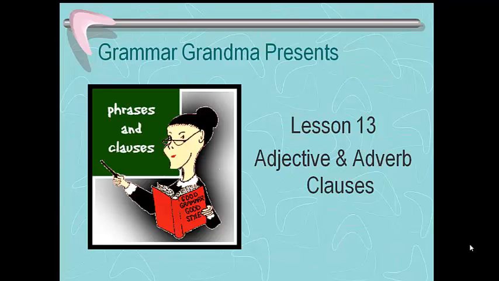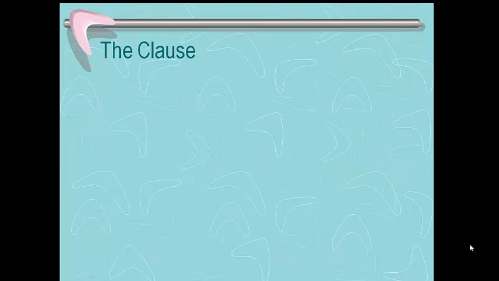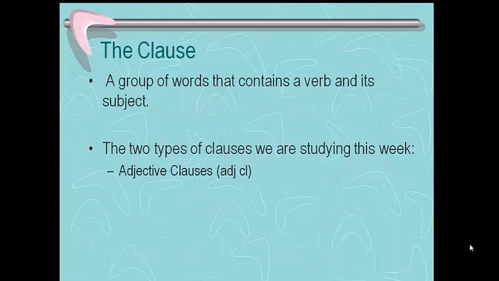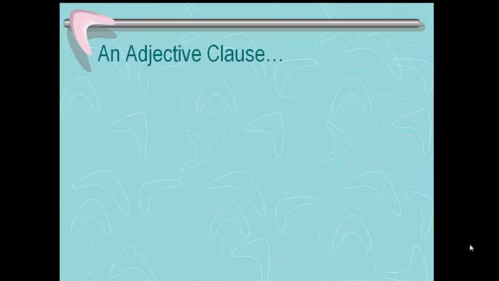Today we're going to look at adjective and adverb clauses. Remember, a clause is a group of words that has a verb and its subject. We're going to look at two this week, an adverb clause and an adjective clause. Notice that our abbreviations are there for your DGP.